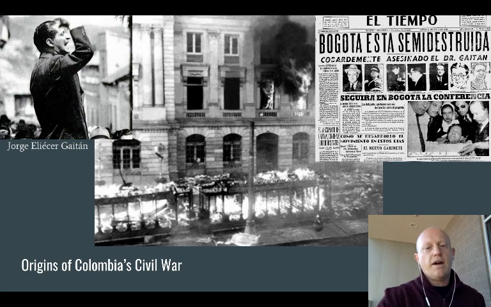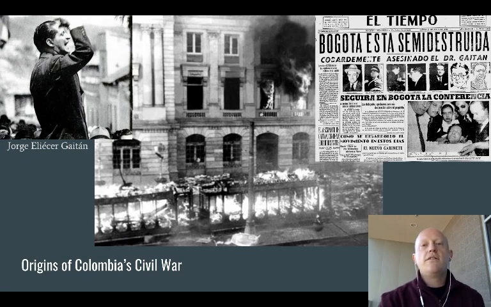In Bogota, violence broke out in the streets, and buildings were burned down in something called El Bogotazo in 1948. For the next few months, violence continued in Bogota and throughout the country in what was called La Violencia. Nearly 300,000 people were killed in those conflicts.